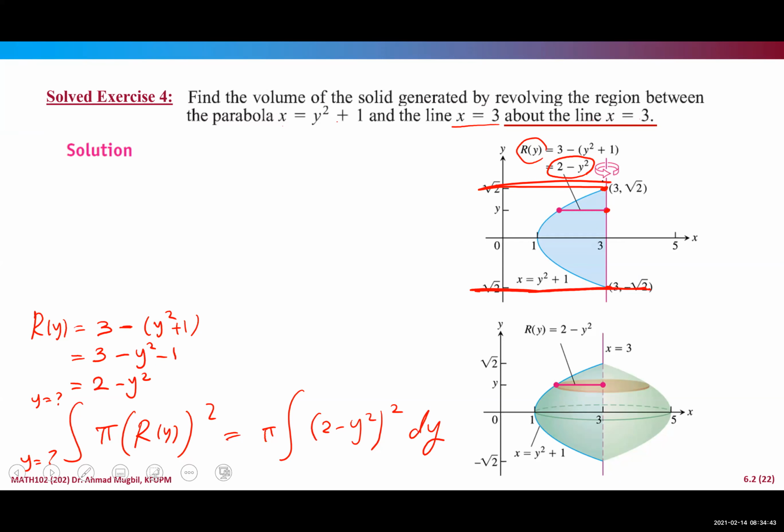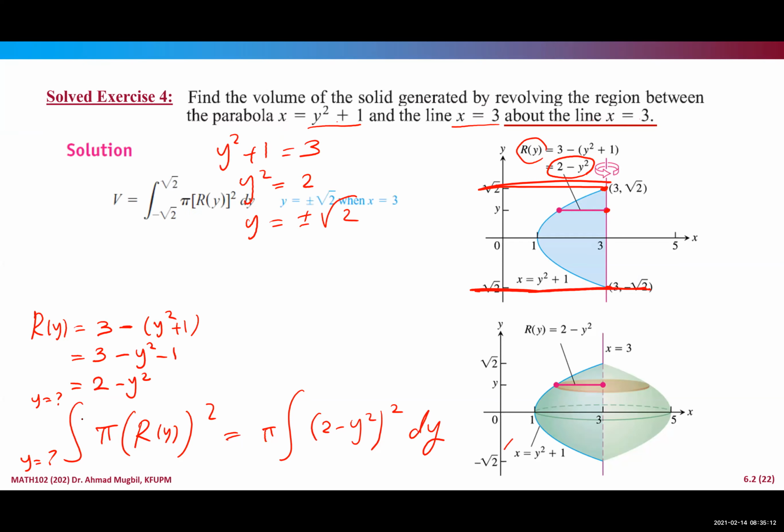To do that, you need to solve these equations: this x equals this, and x equals 3. Both of them equal each other. This x equals that x. Just replace this x here by 3. Now you will have y squared equals what? 2. y equals positive or negative square root of 2. So you will integrate from negative square root of 2 to square root of 2.